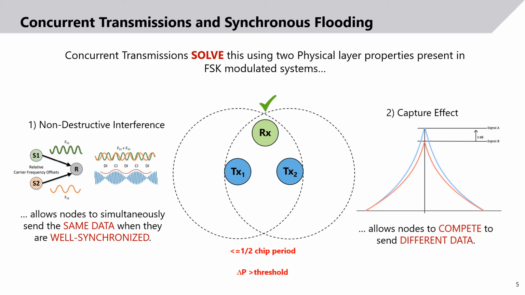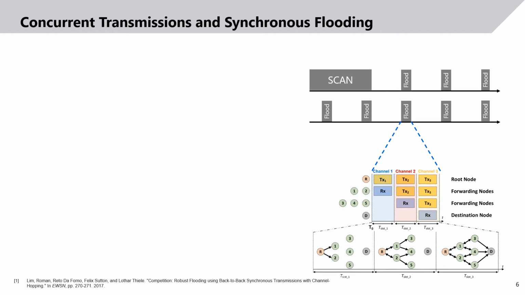The second property is the capture effect, where if one transmission is received with significant power above another transmission, then the higher power transmission will actually be reliably demodulated. And this allows nodes to compete in order to send different data. So the fact that concurrent transmissions don't collide and don't suffer from this contention problem means that we can use this technique to build up very highly reliable and very low latency synchronous flooding protocols.